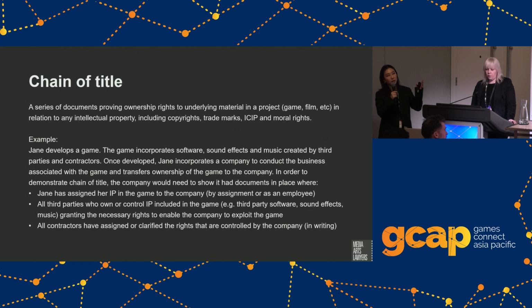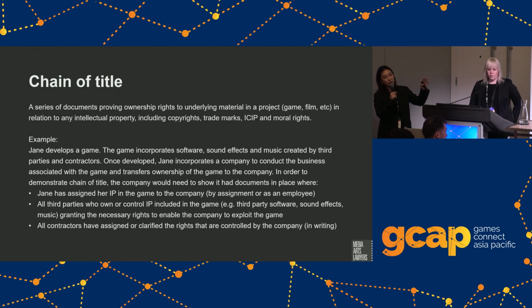We've put a little example here, being that Jane develops a game. The game incorporates different types of IP created by both third parties and contractors. Once it's developed, they want to incorporate a company associated with the game that transfers ownership of the game to the company. Then as part of a grant application, Jane might need to establish the chain of title, and the company owns all of those elements. And therefore, funding can come because there's lower risk for funding that type of game.